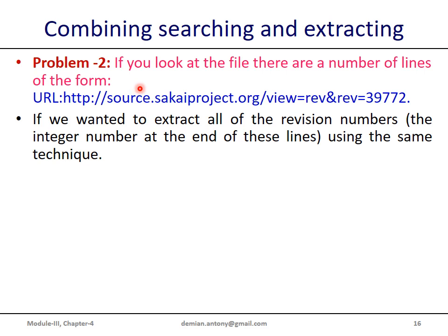This is a second problem. Assume that we have a file containing dynamic URLs like this: URL colon, which is a mandatory string, so each line contains URL colon followed by the dynamic URL. Now we are interested in extracting the number found here, REV equal to this number. We want to extract this number.